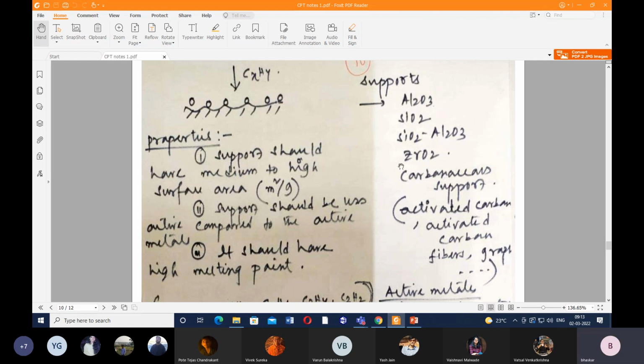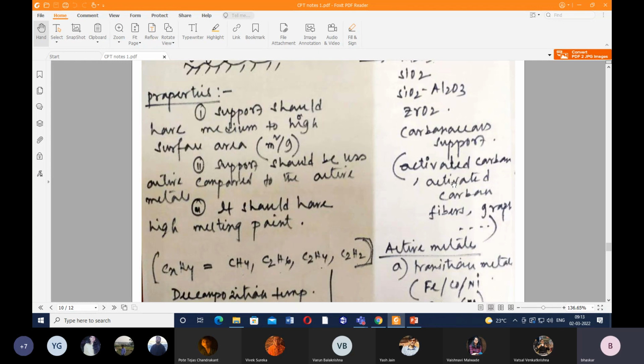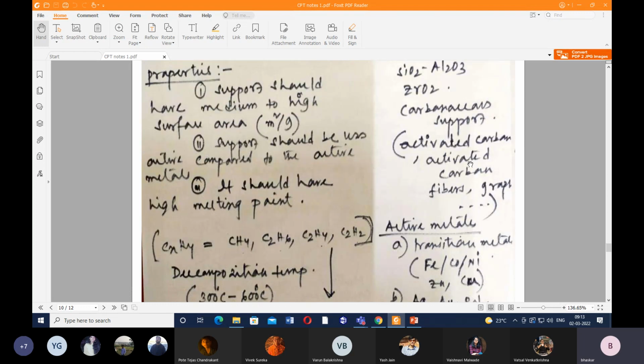What could be our carbonaceous support? Carbonaceous support, as I previously mentioned, includes activated carbon, activated carbon fibers, graphene, and carbon nanotubes; they all come under the carbonaceous support material. Support means that it supports the dispersion of the active metals.